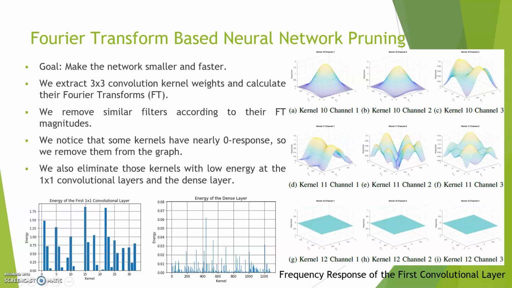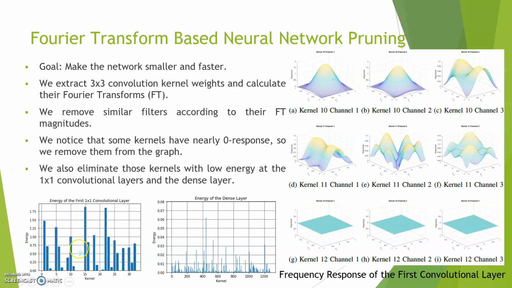The next topic is Fourier transform-based neural network pruning. The goal of it is to make the network smaller and faster. How do we achieve it? We extract 3x3 convolutional kernel weights and calculate their Fourier transform. As shown here, you can see some kernels have totally zero response, so we just remove them from the graph, because we treat them as dead neurons.